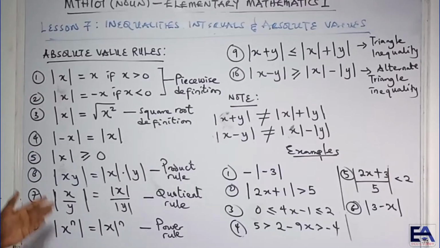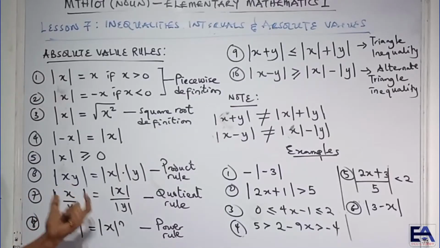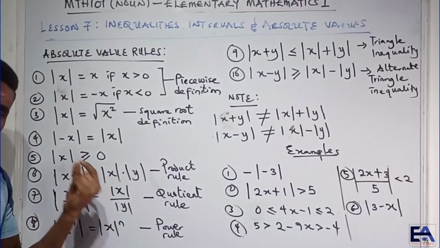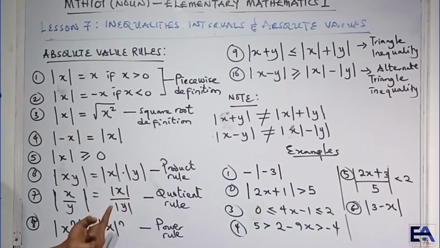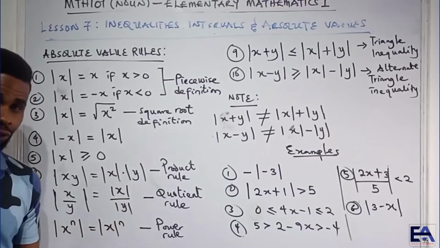This one is telling us that when two numbers are divided, the absolute value of the quotient of two numbers is the same thing as the absolute value of the numerator divided by the absolute value of the denominator. We call it the quotient rule.